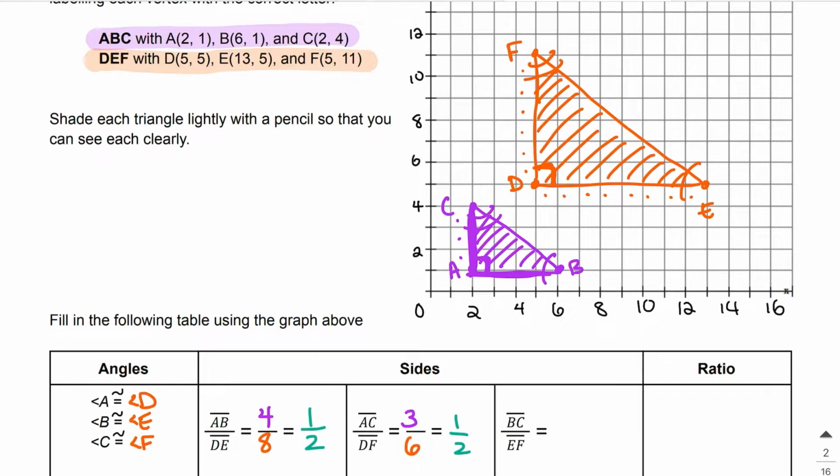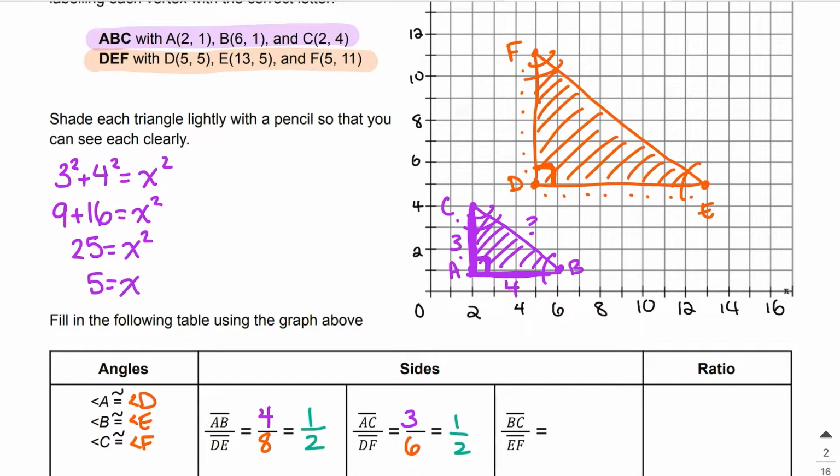Now for BC, I actually have to do some work to figure out how big BC is right here. So I have two options. I could either use the distance formula to figure out how big BC is, by just plugging it into the distance formula, or I could do the Pythagorean theorem. I'm going to use the Pythagorean theorem because I already know this is 3, this is 4, so I'm going to figure out what this is. So I'm just going to do 3 squared plus 4 squared equals x squared. So here 3 squared is 9, 4 squared is 16. 9 plus 16 is 25. Square root both sides, I get 5. So here I know that BC is going to be 5.